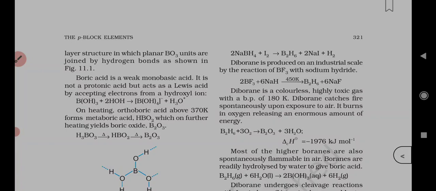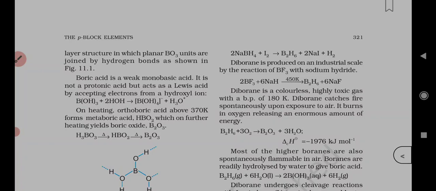What is diborane like? A colorless, highly toxic gas. Suppose I establish an industry, so it is a toxic gas. If you want to kill some animal or something, you can prepare diborane and liberate that gas into the particular area, so those organisms will die.